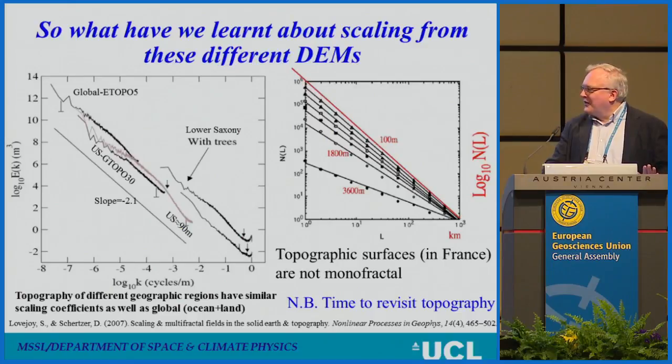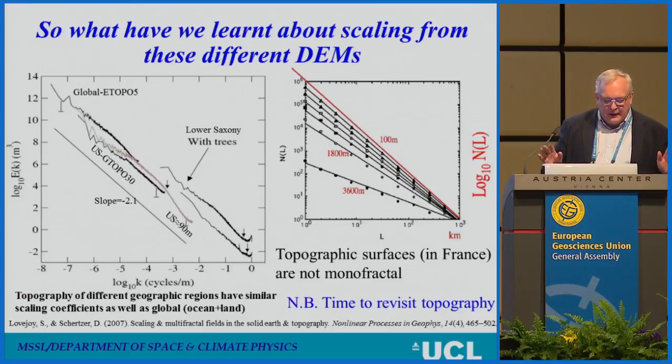Now, the one and only scaling chart I'm going to show in my presentation isn't mine. It comes from Sean and Danielle. But basically, each of these individual spectra, which have this slope on the order of -2, are taken from different geographic regions. The global one is obviously the bathymetry and the elevation. The GTOPO 30 for the US is probably okay. The US 90-meter data is pretty awful, which is probably the reason why it has that strange whiplash curve in it. And interestingly, you can see that, unfortunately, we can detect the effect of the trees.